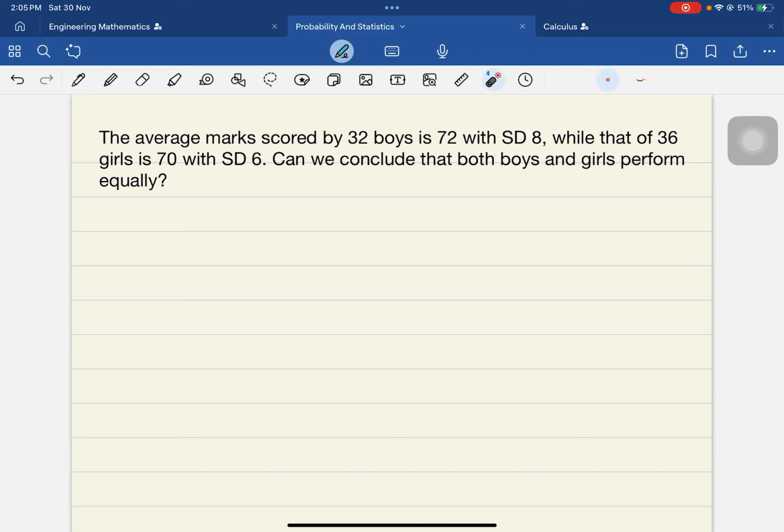Let us solve some more problems on test of significance. The average marks scored by 32 boys is 72 with the standard deviation 8, while that of 36 girls is 70 with standard deviation 6. So, can we conclude that both boys and girls perform the same?